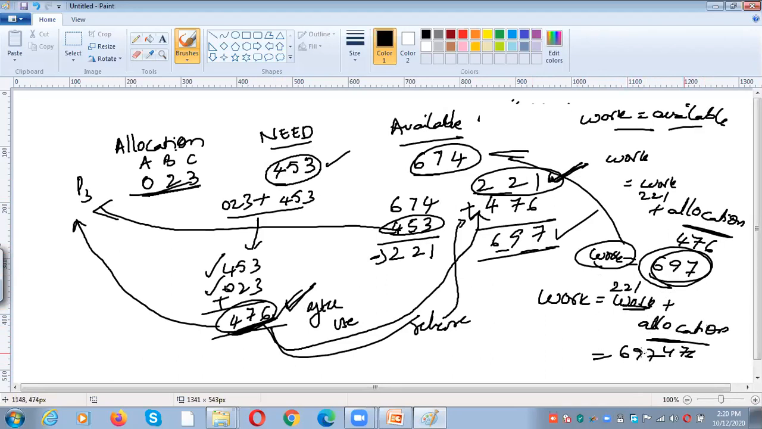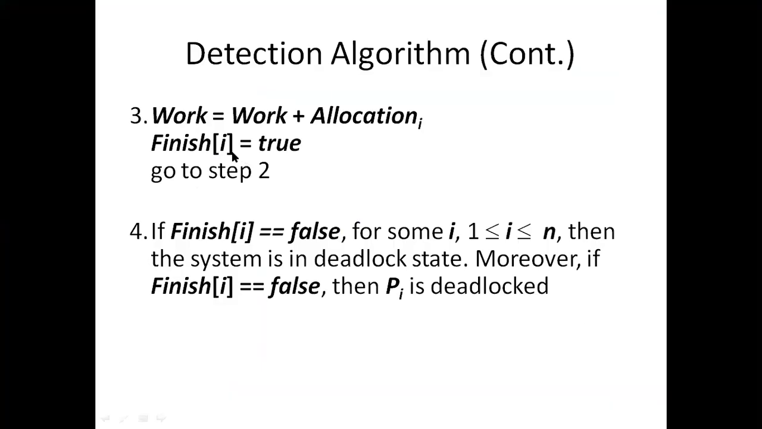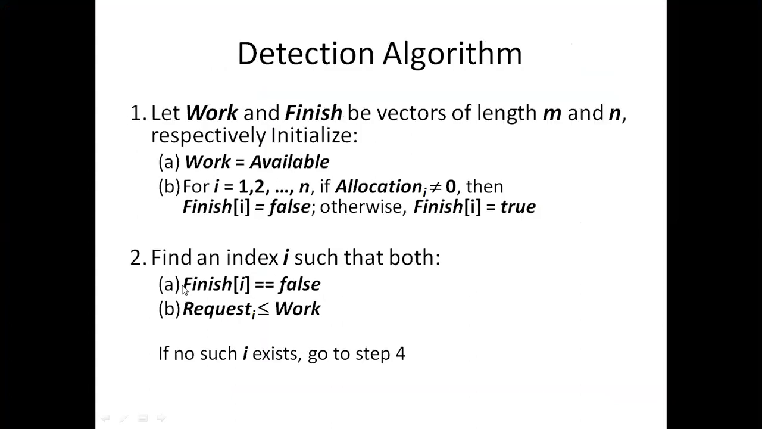Okay, now in the system, 6, 9, 7 resources are available. So work equal to 6, 9, 7. That means available equal to 6, 9, 7. So it is completing its task. That is the reason why it is releasing the resources. When it completes the task, automatically, what will be the status of finish? Finish equal to true. That is the reason why it releases all the resources. So finish equal to true. Like that, we need to complete for every i equal to 1, i equal to 2, i equal to 3. Like that, you need to assign resources to the process.